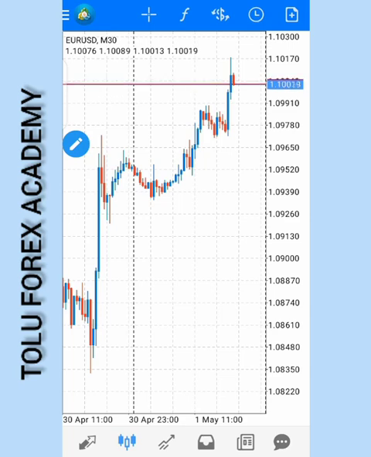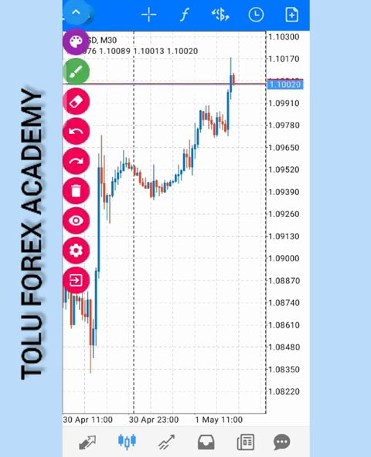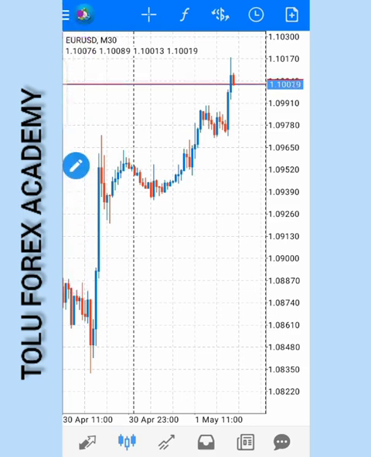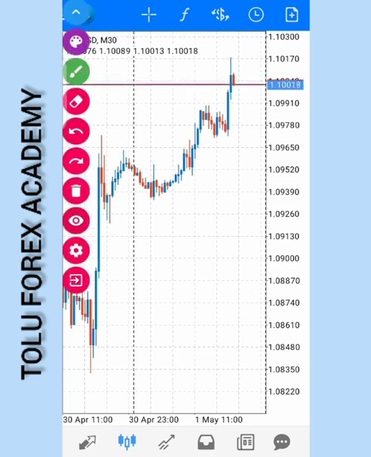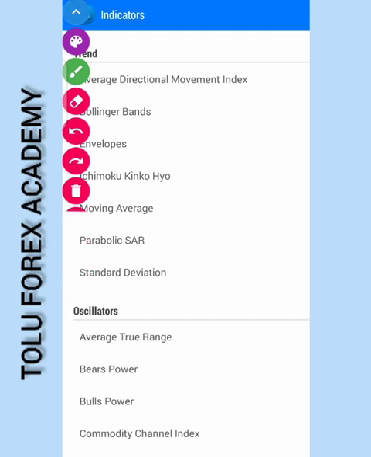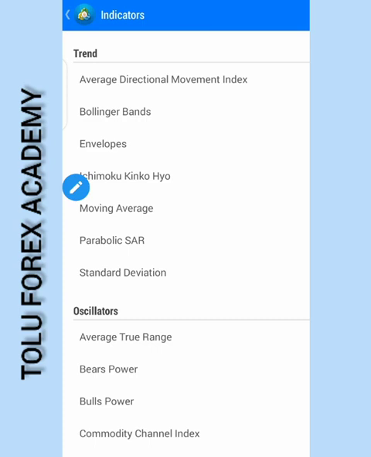Now to add the Ichimoku indicator, we go to our indicator page to add. This is where we get the indicators from. Can we see that F that is there? So I select it, then it brings me here. Once I'm here, I look for Ichimoku. I believe you can see Ichimoku here.